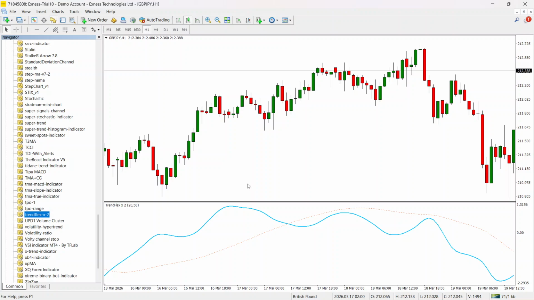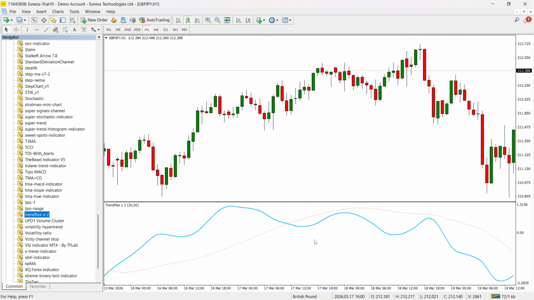As you can see, the trend flex indicator sits in its own sub window on the price chart and shows two lines, a thicker main blue oscillator line, which is the fast trend flex, and a thinner dotted oscillator line, which is our slow trend flex.